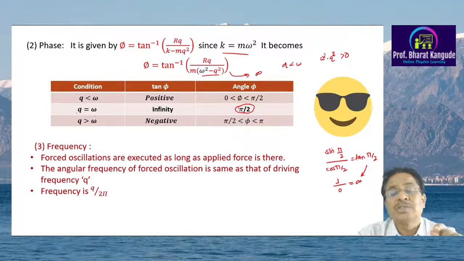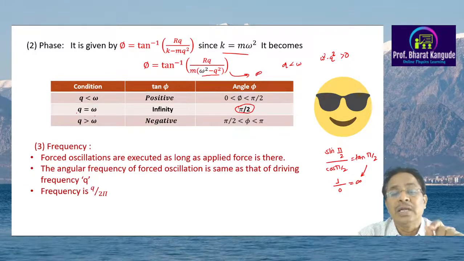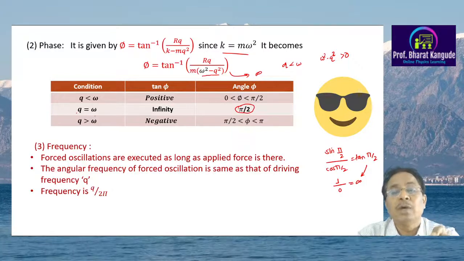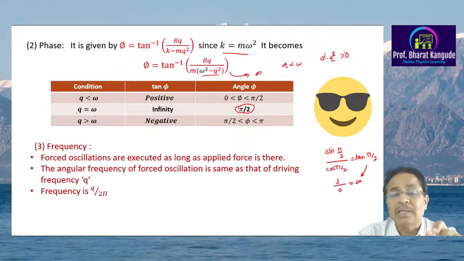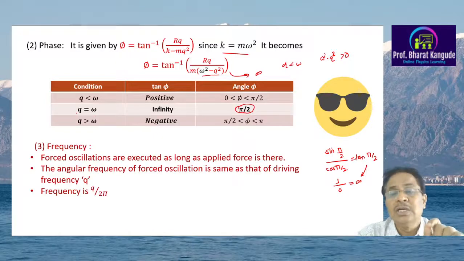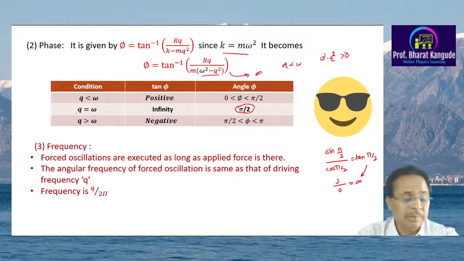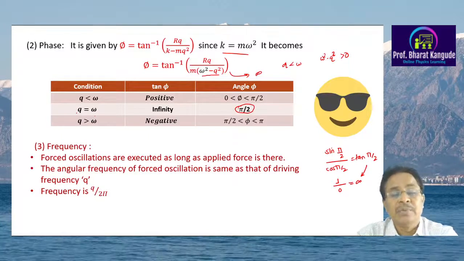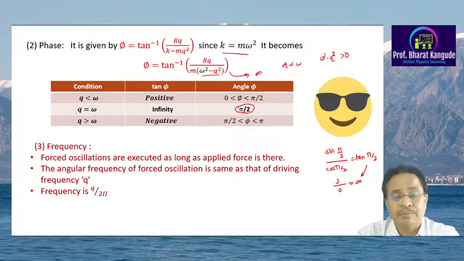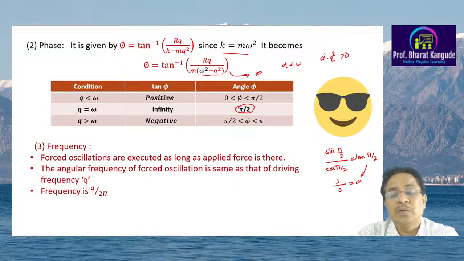Whenever such a situation occurs practically, that leads to a very interesting phenomenon in physics and mathematics, and that is called resonance. More about that we will discuss in the next session. And now the third parameter in this case, as we have discussed here, is the frequency. Frequency is another important parameter.